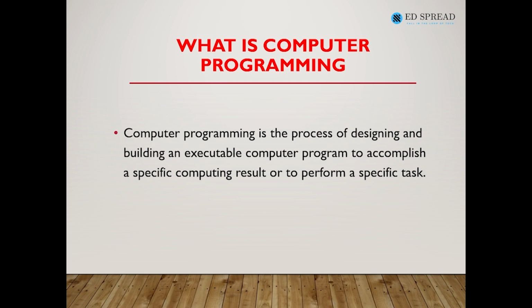So let me start. What is computer programming? Computer programming is a process of designing and building an executable computer program to accomplish a specific computing result or to perform a specific task. As the statement is very clear, we want the process of designing and building an executable code, right? To accomplish a specific computing result or to perform specific tasks.